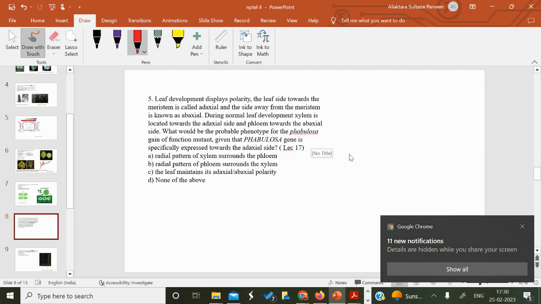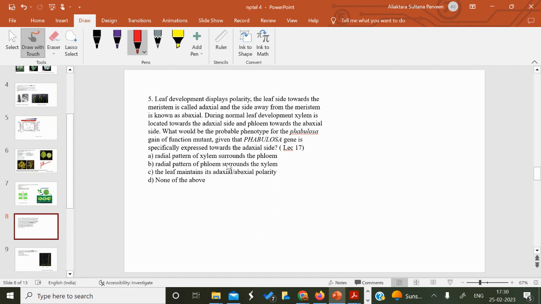Okay, let's see. I just explained this question previously while I was talking about fabulosa. Just see if you can answer this question. I'll read the question, you try to answer it. So leaf development displays polarity. The leaf side towards the meristem is called adaxial. The meristem, or the one I said, just a vertical axis, you can remember that. And the side away from the meristem is known as abaxial.